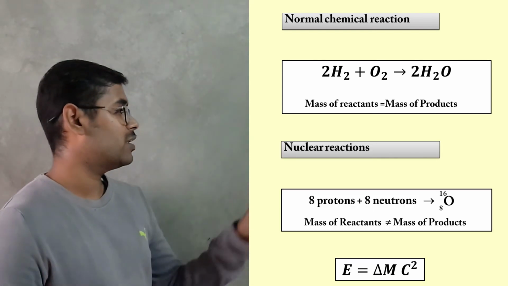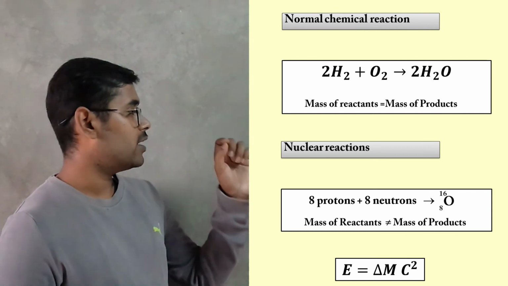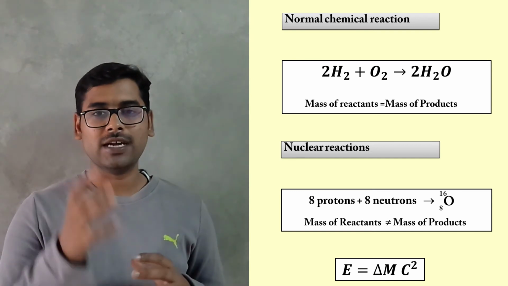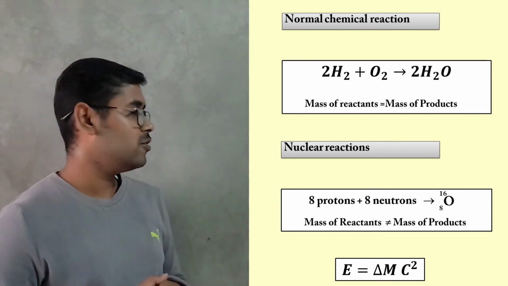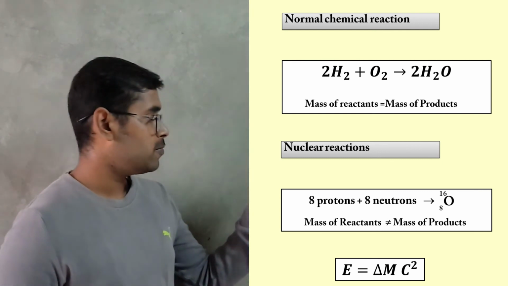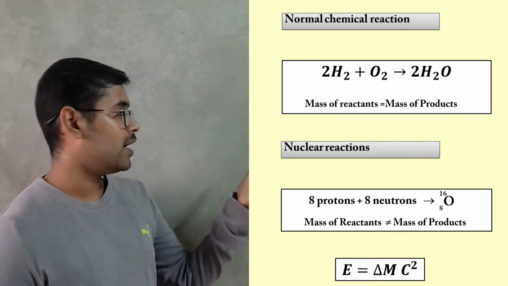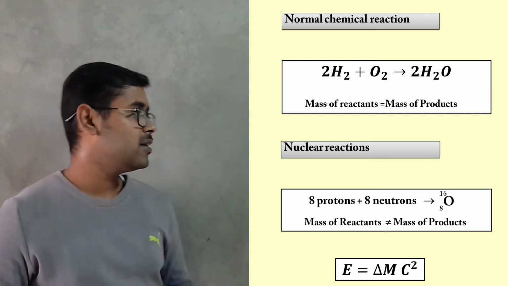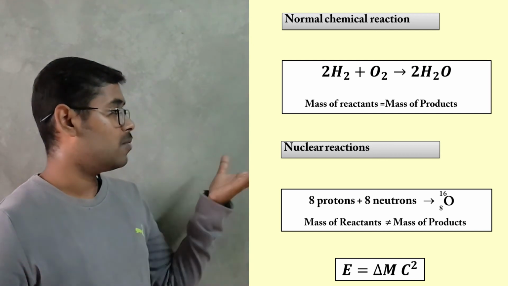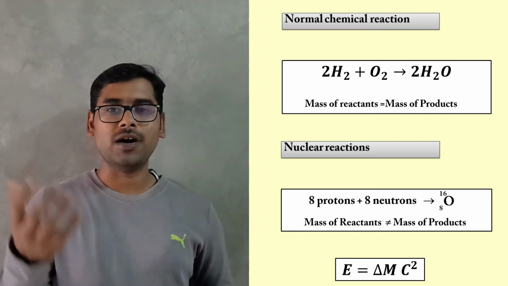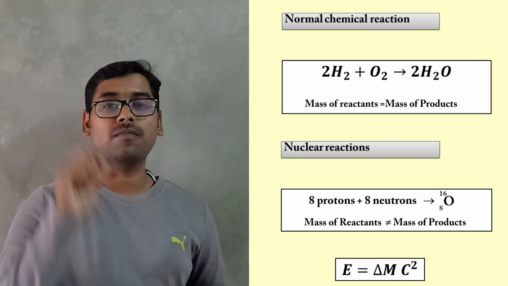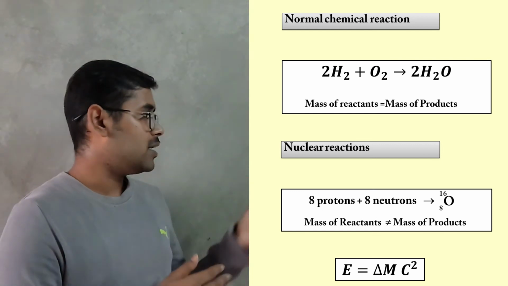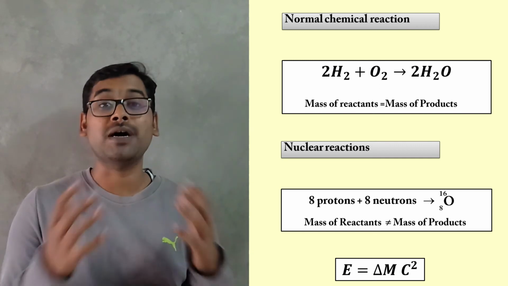For example, here I have a nuclear reaction where we have 8 protons and 8 neutrons combining to form 1 oxygen nucleus. Here the mass of reactants, that is 8 protons and 8 neutrons, is not equal to the mass of the oxygen nucleus. In fact, the mass of oxygen nucleus is less than the combined mass of 8 protons and 8 neutrons. Now this difference between mass of products and reactants is known as mass defect.